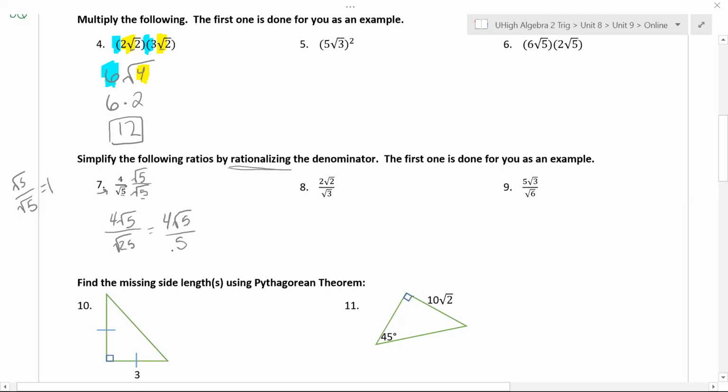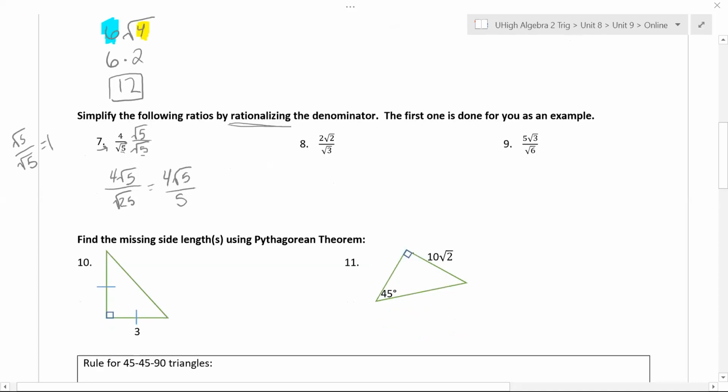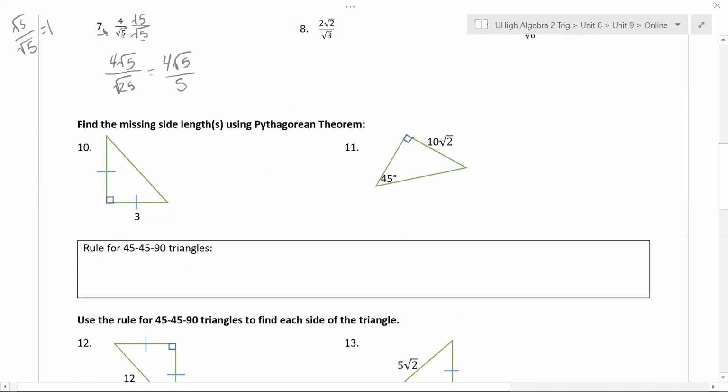And then I would just want to check and make sure that I can't simplify anymore. But I can't simplify my 4 and my 5, so I'm done. All right, let's go on to number 10. Number 10 says we want to find the missing side length or lengths using the Pythagorean theorem.